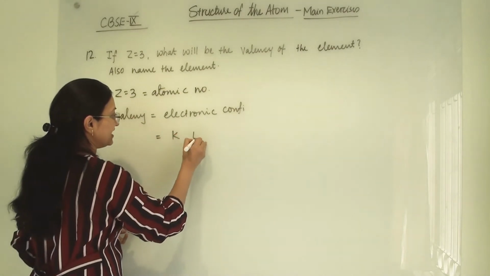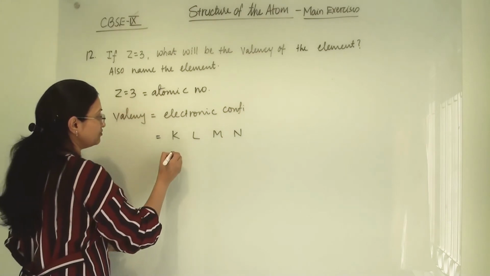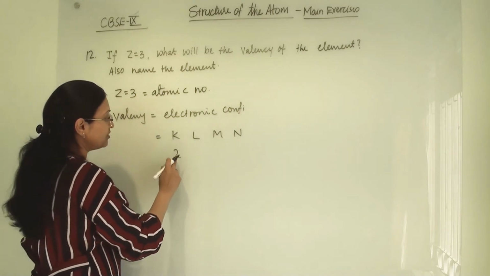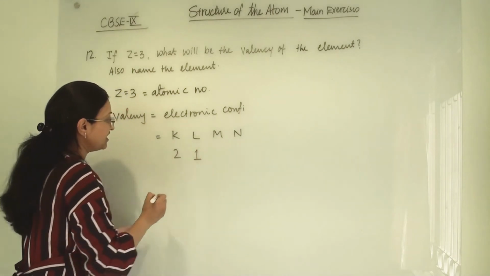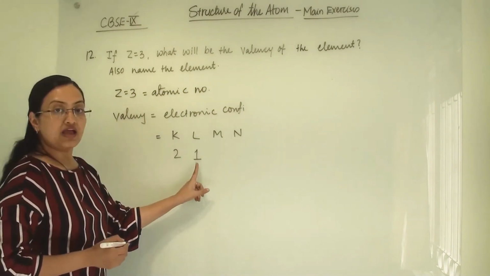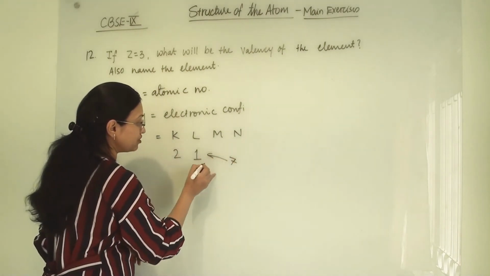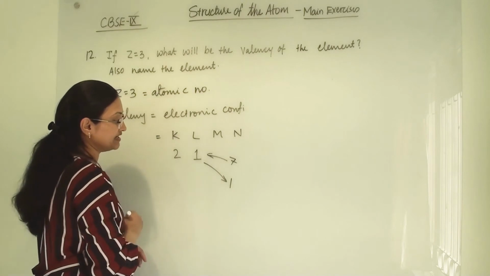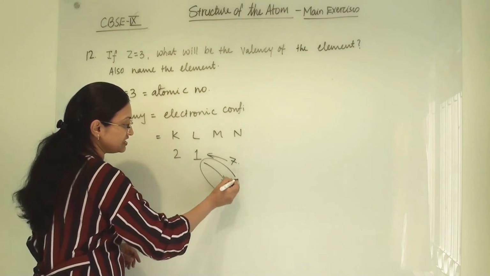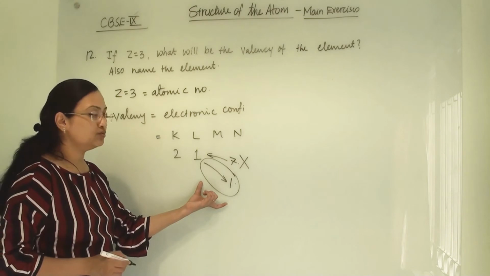So for that K, L, M and N, how many electrons do we have here? 3. So we will distribute 2 electrons according to the maximum capacity of the K shell. Whatever is left is 1. Now we want the outer shell to be filled. So here L has only 1 electron. Either it needs to gain 7 electrons or it should lose 1 electron. Which one will be easy for this? This is easy and this is not. To gain 7 electrons will be very difficult compared to losing 1 electron.